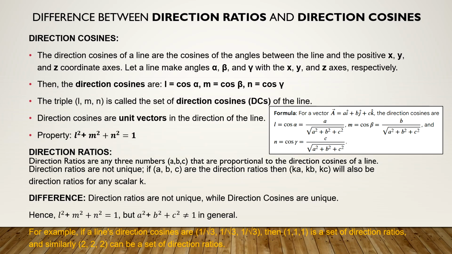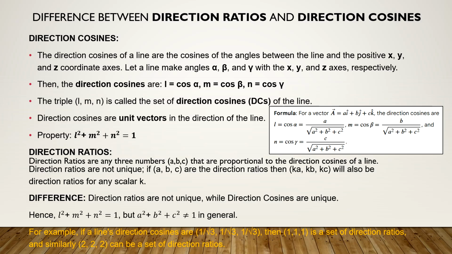Now there is often confusion between direction ratios and direction cosines. Let us understand that. The direction cosines of a line are the cosines, or the cos values, of the angles between the line and the positive x, y and z coordinate axes. Correct? We just now saw that cos alpha, cos beta, cos gamma are the direction cosines. Now this triplet l, m, n is called the set of the direction cosines for the given line.